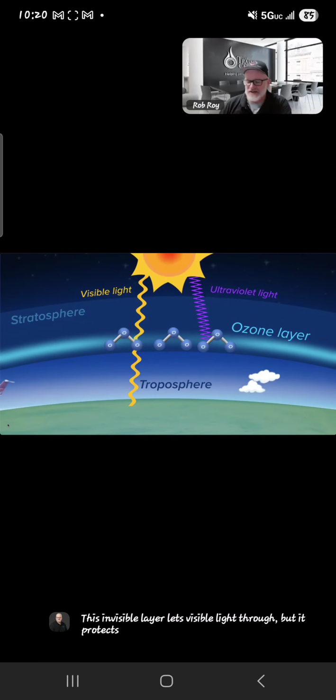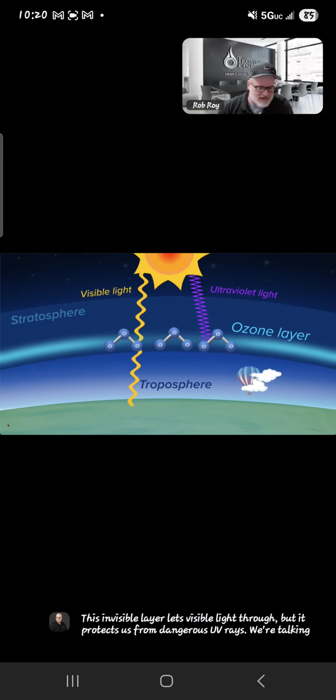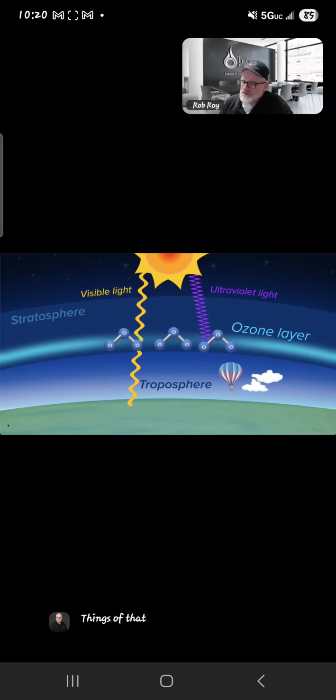They're not going to ask you how far away is the stratosphere from the Earth. What they're going to ask you is what atmospheric region did ODP affect? Stratosphere. Okay, it was up in the stratosphere. So if we look at this slide here, the ozone layer is made up of ozone molecules and it lives up in the stratosphere. This invisible layer lets visible light through, but it protects us from dangerous UV rays. We're talking about skin cancer, glaucoma, things of that nature.